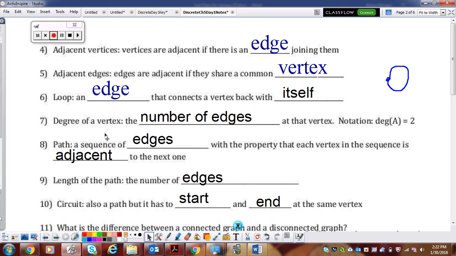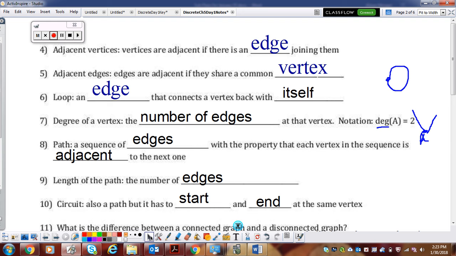Now we also can talk about the degree of a vertex, and that represents the number of edges at that vertex. If you notice, we show degree as DEG and then A, where A is the name of the vertex. So what you can do is have a dot at A, and then you would have two lines coming out of that. So that is the degree of a vertex, just the number of lines that come out of it.